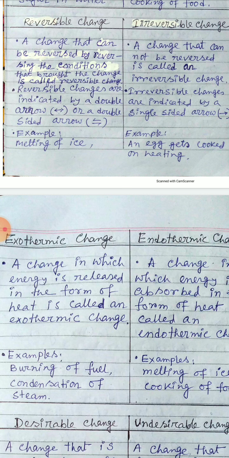Examples of reversible change: melting of ice, boiling of water, dissolution of sugar in water. These are reversible changes. And examples of irreversible changes are: an egg getting cooked on heating, or cooking of food.